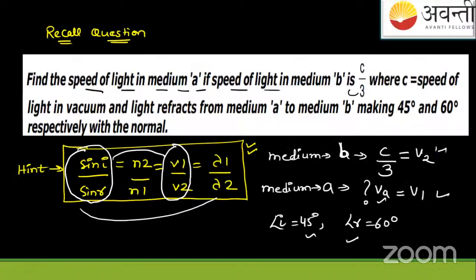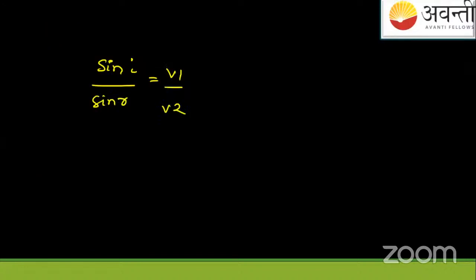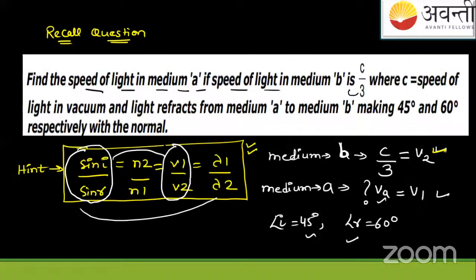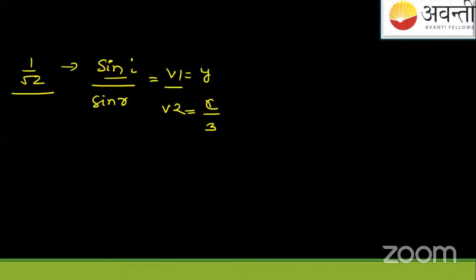V1 upon V2. We know the speeds. V2 is C by 3. Okay, right here V2 is equal to C by 3. V1 we need to finally take as v. Sine i angle is equal to what? 45 degrees. So it is sine 45, 1 by root 2. Sine r is equal to what? 60 degrees. Sine 60 is root 3 by 2.